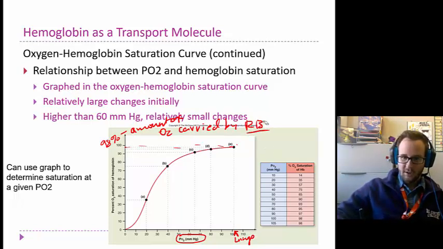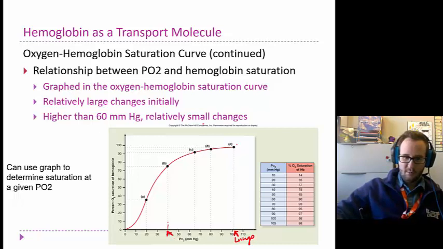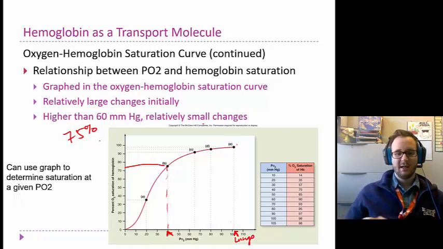So we'll look at this and see in your tissues. If y'all remember, what was the PO2 in your tissues? And that was around 40. So hopefully you were able to remember before I gave the answer up. But at about 40 PO2, our red blood cells are going to be about 75% saturated. And so that means 3 of those 4 spots are going to have oxygen bound to that heme group.